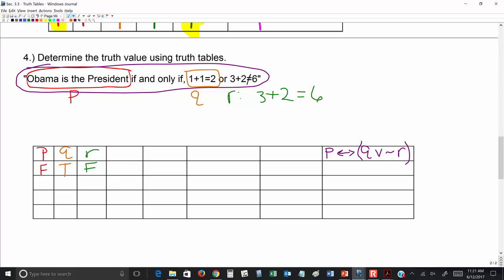So, not R. The opposite of R, since R is false, is true. And then I'll have another column for Q or not R. So Q or not R is true. Okay, and then the last one at the end, we have P is false, and then Q or not R is true. And since those are different, this statement is false. So basically the final answer they're looking for here is false.